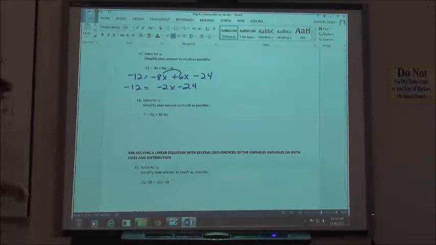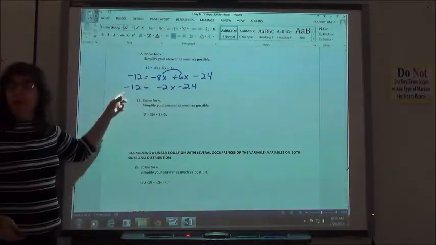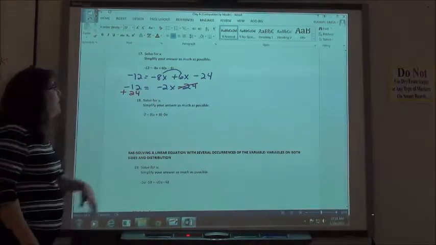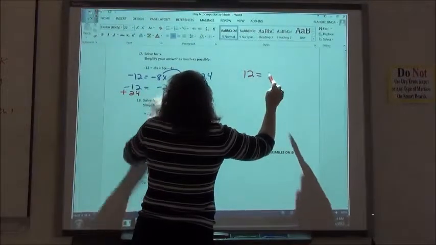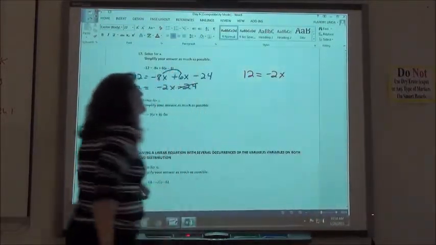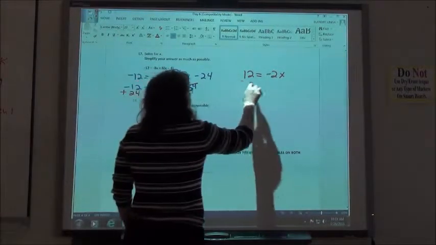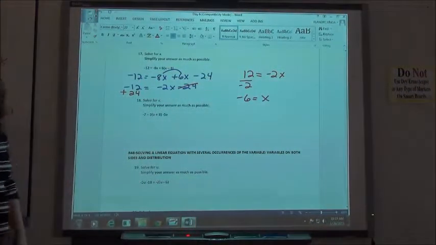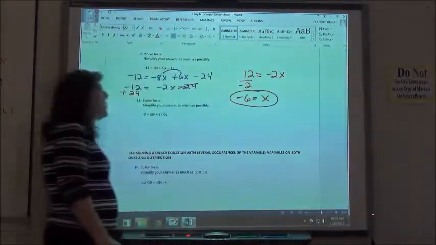Getting the x by itself. Here's a minus 24. I want to move it to the other side, so I'm going to add my 24. Negative 12 plus 24 would be 12 equals, on the other side, negative 2x. And so my last step, dividing by that negative 2. Positive divided by a negative is a negative, and 12 divided by 2 is 6. So negative 6 would be my answer for x.